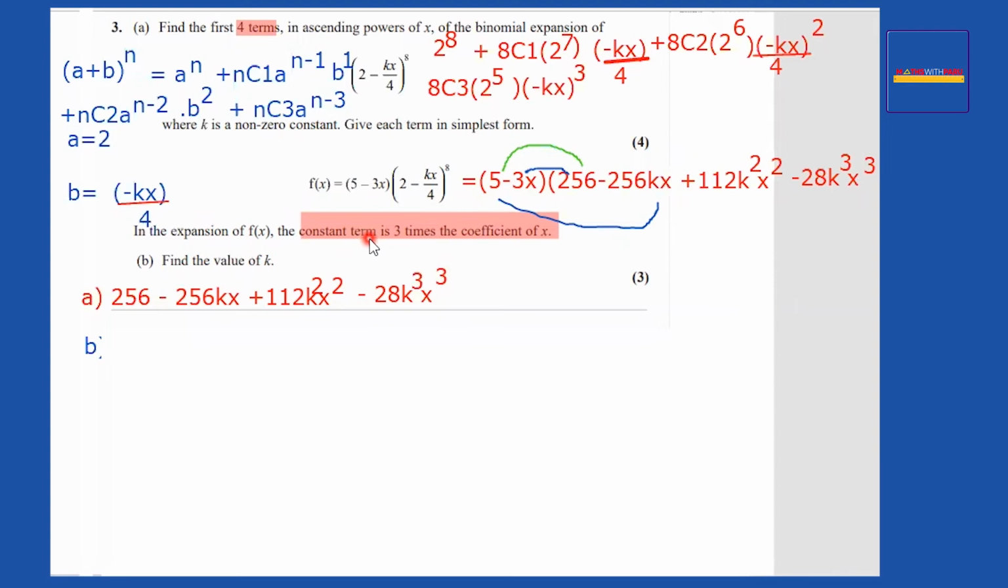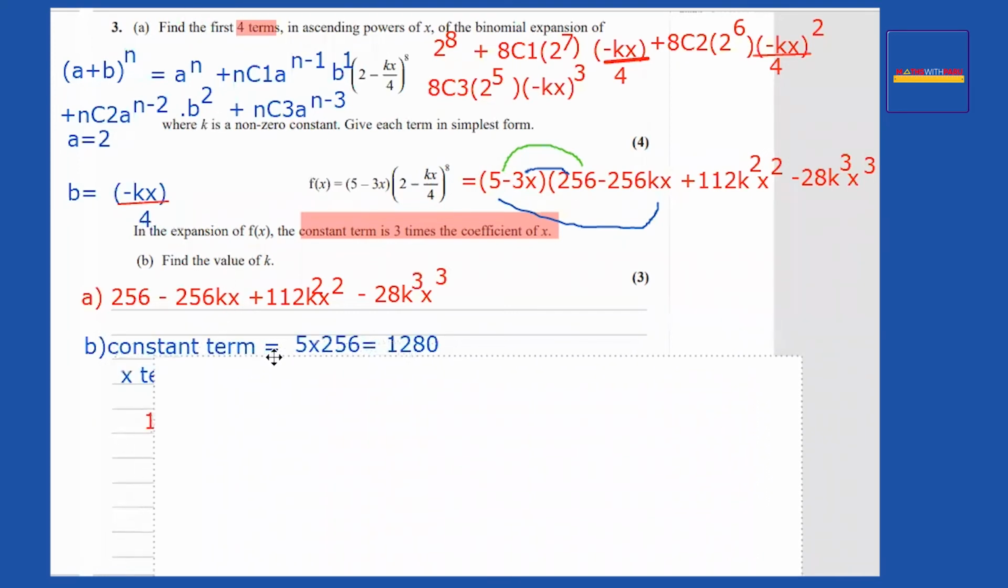So I'm going to start by looking at the constant term. Now, what is the constant term? It's going to be 5 into 256. That is my constant term. 5 into 256, which is 1280. Now let's have a look, and that's the green color arrow here. Now let's have a look at the x term. What are the ways in which we could get the x term? That would be 5 into minus 256kx and minus 3x into 256. So I've highlighted that in blue.